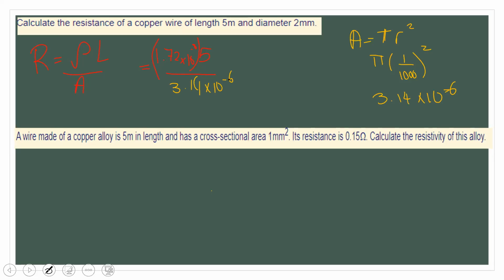So don't forget the diameter, the length, and the area. The length must be in meter. The resistivity I found from the table, 1.72 times 10 to the power negative 8. Let's find now the resistance: 1.72 times 5 over 3.14 is 2.73 times 10 to the power negative 2 ohm. So the resistance of the copper wire is 2.73 times 10 to the power negative 2 ohm.